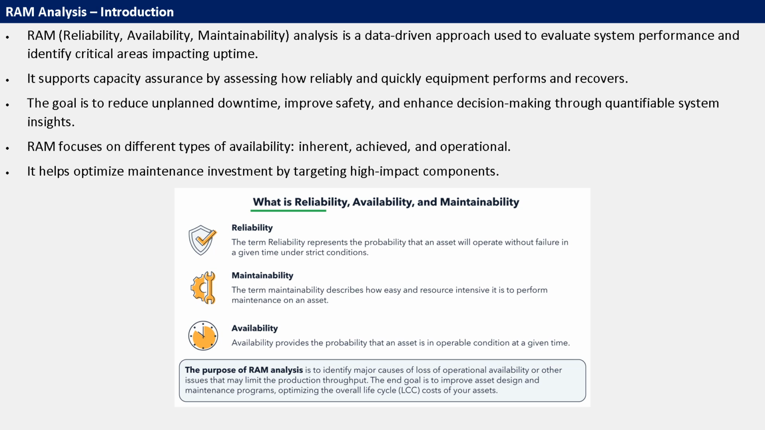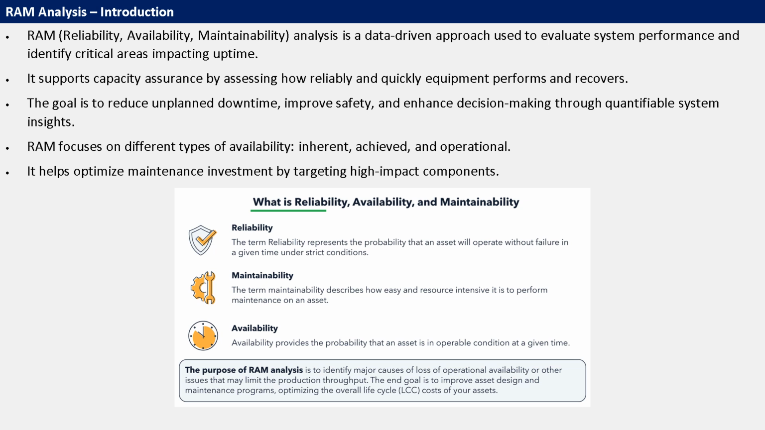RAM analysis helps organizations ensure capacity assurance, keep equipment running at its intended performance level, support risk-informed decisions, invest resources where they'll have the highest impact, prevent underperformance, identify system weak points before failure occurs, reduce downtime and cost through smart planning of maintenance and inventory, and improve safety and compliance by avoiding failure scenarios that pose risk to people or the environment.